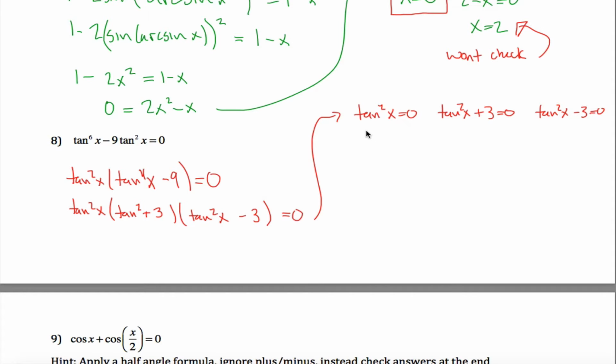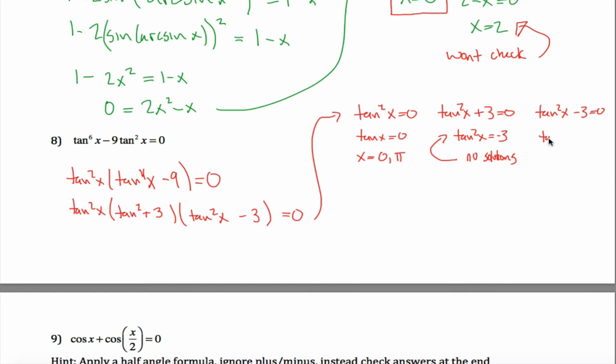Well, let's see. If I take the square root of both sides, I get tangent of x equals 0, and that happens when x is equal to 0 or when x is equal to pi. Over here, I'd get tangent squared x equals -3. You might already have a problem with that. How am I going to square a number and make it equal to a negative number? There's no solutions there. That's true. Or take the square root of both sides, take the square root of a negative. No solutions coming from this factor.